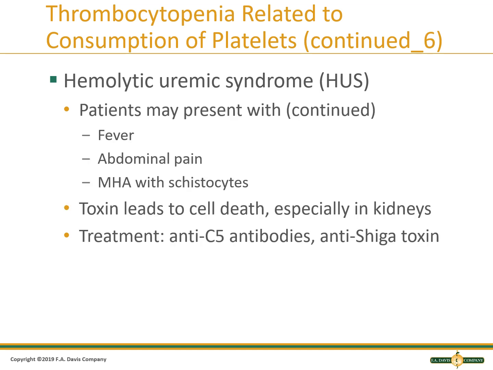Patients with hemolytic uremic syndrome may also present with fever, abdominal pain, the microangiopathic anemia with schistocytes seen on the smear. The toxin leads to cell death, especially in the kidneys. Testing looks at whether or not they've been exposed to E. coli O157 or EHEC or Shigella. Treatments for this include the anti-C5 antibodies and the anti-Shiga toxin, which is what is released by the Shigella bacteria.